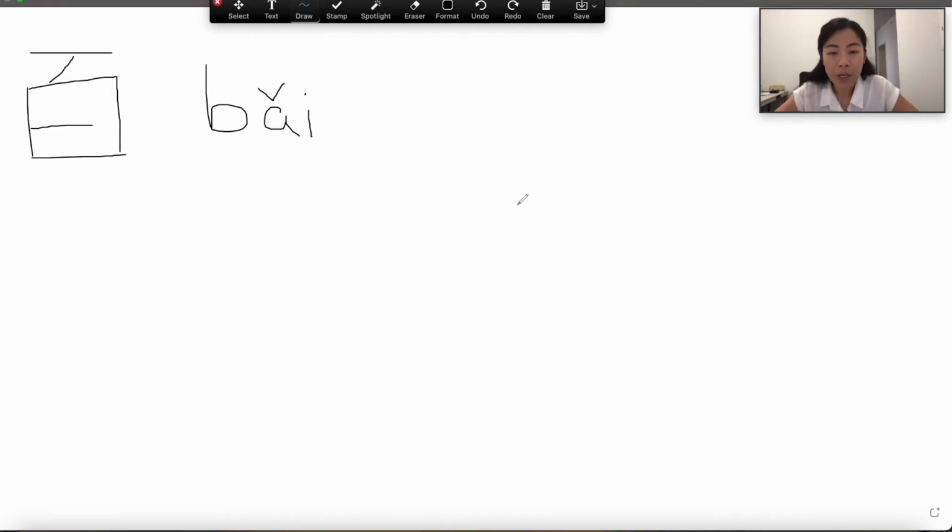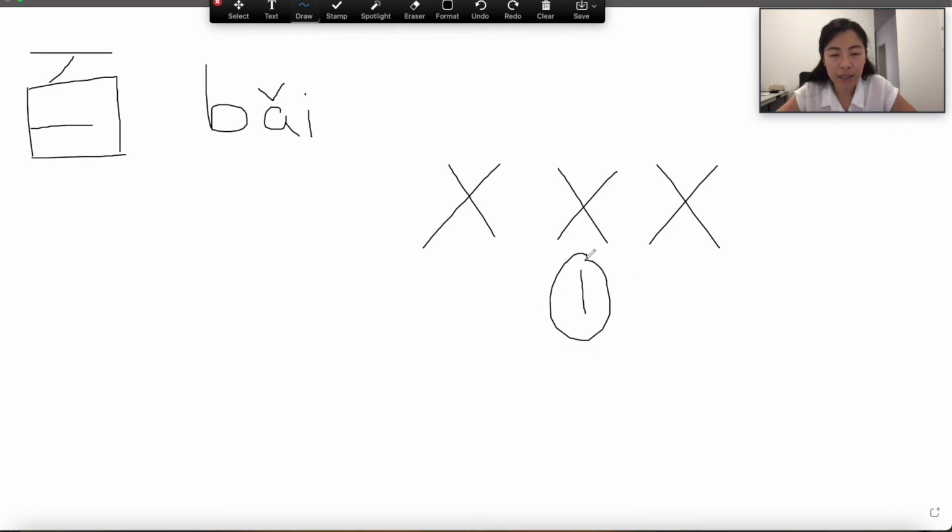So within 100, there's something special, out of the ordinary. For example, here's our tens digit and here's our hundreds digit. Whenever you have the number 1 on the tens digit, so let's say the number is 615. Normally, for the number 15, it's just pronounced as 15. So 15 means 10 and 5. So that's 15 for you.